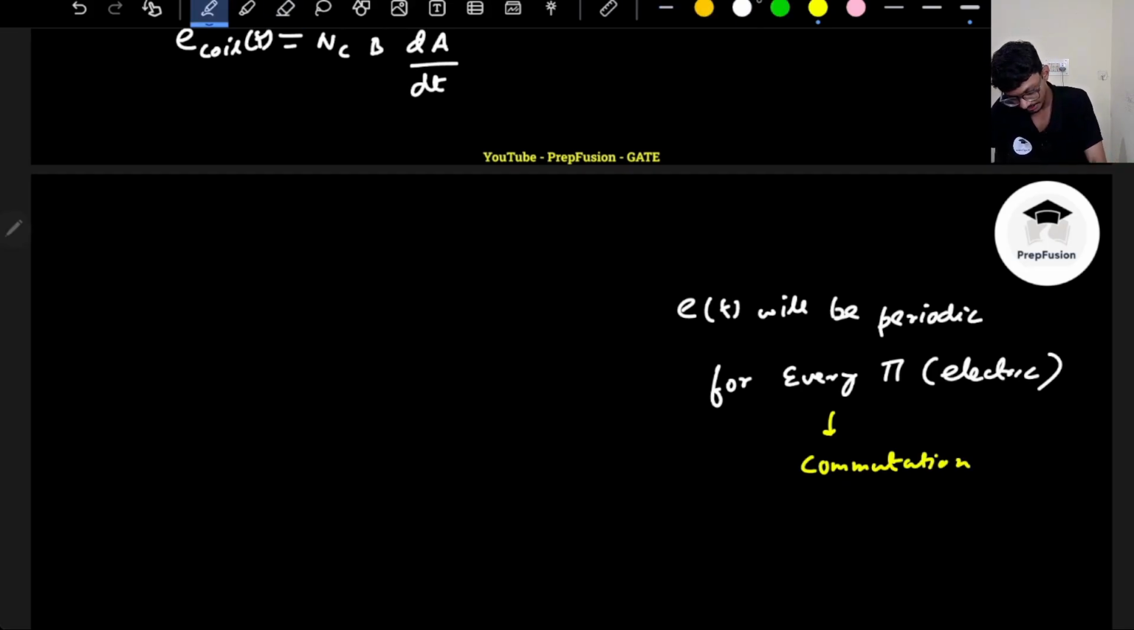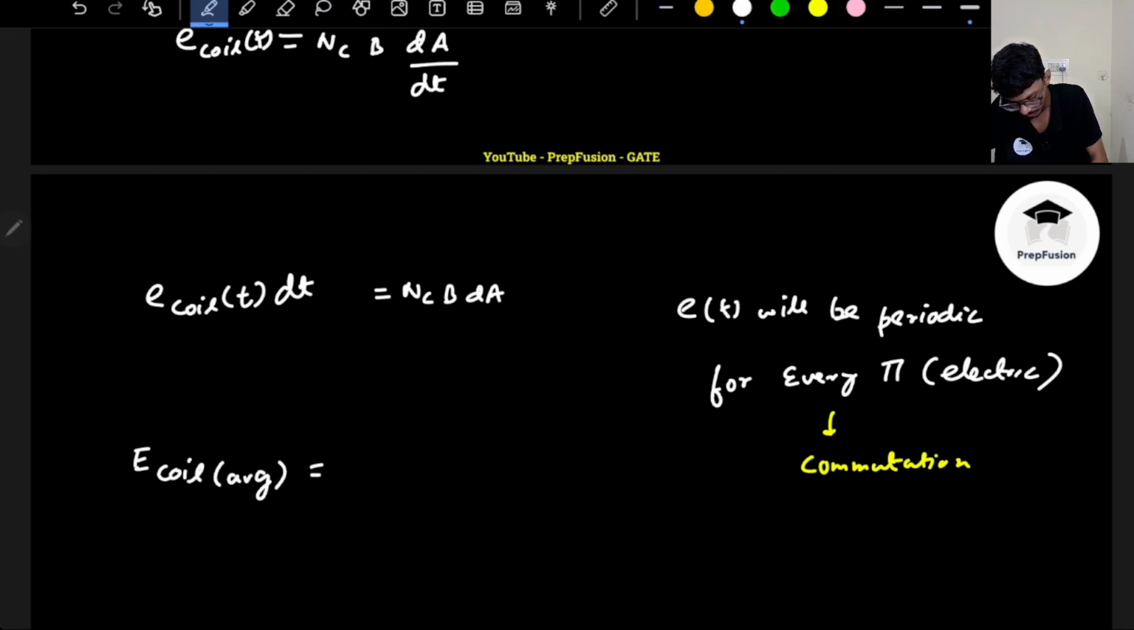So I can take this dt on the left hand side, this will be E coil of t into dt equals NC into B into dA. Now what is the E coil average? It is the integration over every pi, because it is periodic over every pi and I have commutated it, so it is positive. So it will be 0 to pi of E coil of t dt, divided by pi.